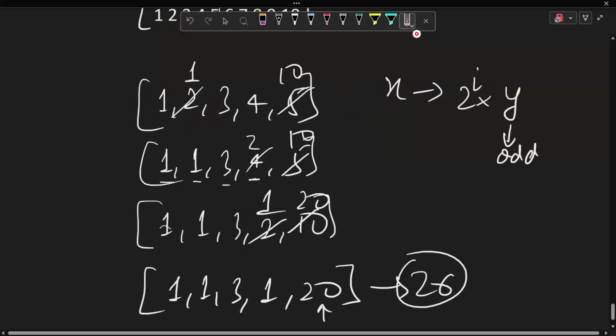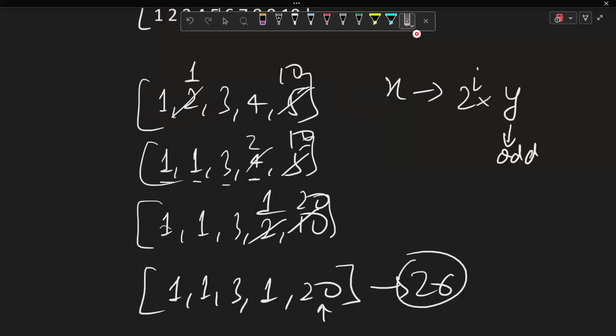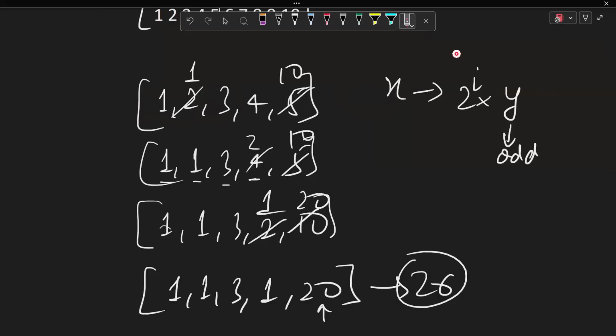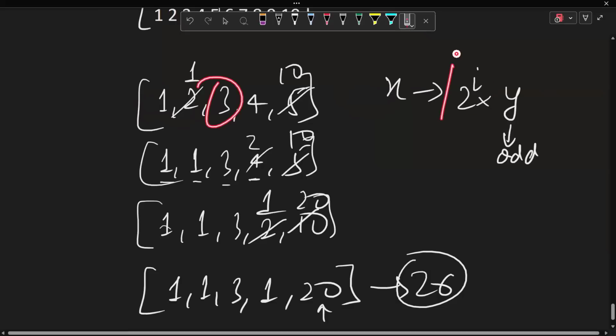You can just write every value in the form of 2 to the power i into y. So what I'm doing is, first thing, I can break down every value in this form: the number of factors of 2 that I have, and after removing those factors of 2, the odd y that I get. This is the minimum you can reduce that value to. And these powers of 2 that you have can be transferred ahead.